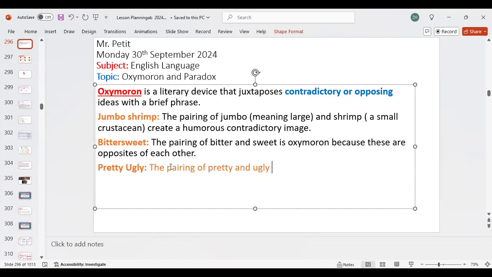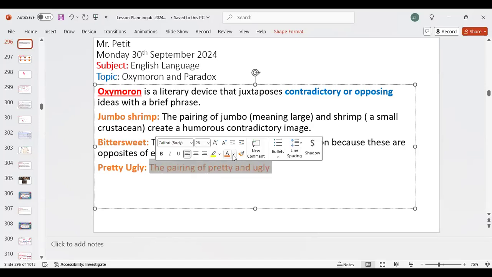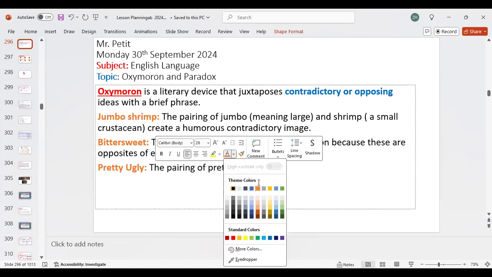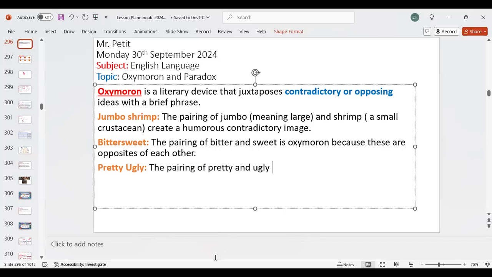Rough care. It's almost like rough care is good. Virtual reality is good. What about tough love? Tough love, oxymoron. The pairing of pretty and ugly is an oxymoron. Working vacation, yes. Mr. Petit, what about exact estimate? Exact estimate, that's a good one.